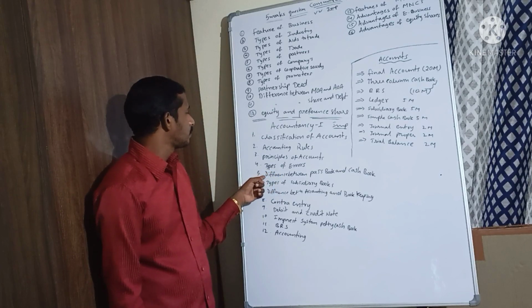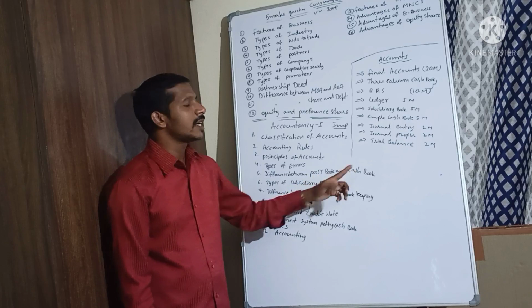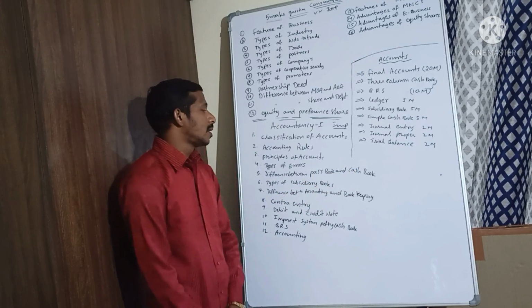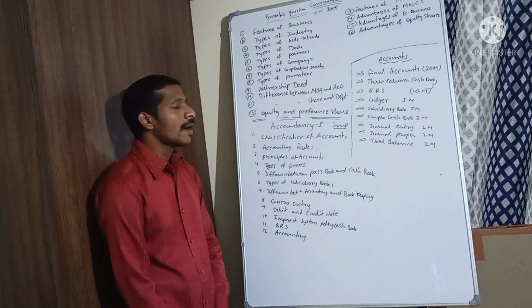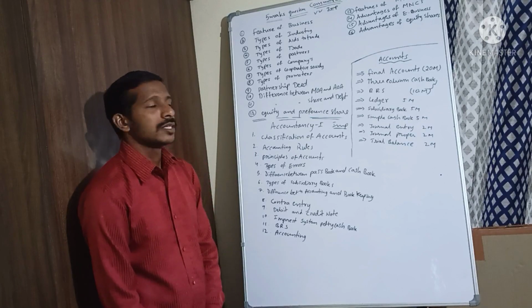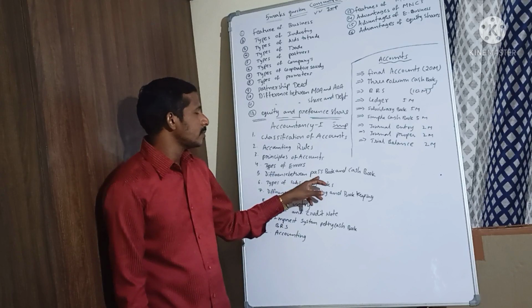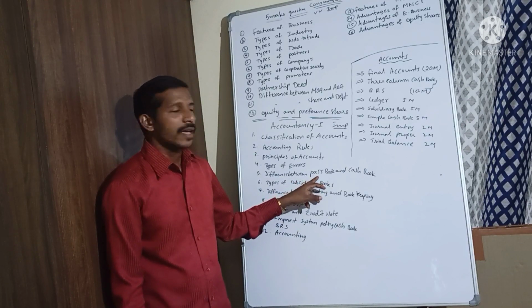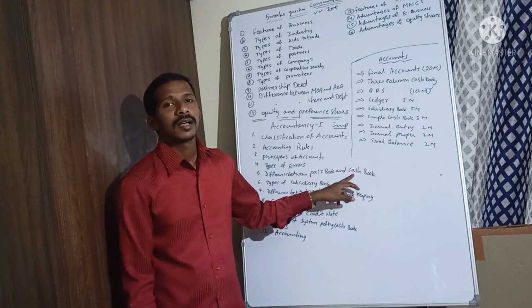Next, fifth one, difference between the passbook and cash book. It is related to the BRS, bank reconciliation statement. Passbook is maintained by the bank, cash book is maintained by the customer.